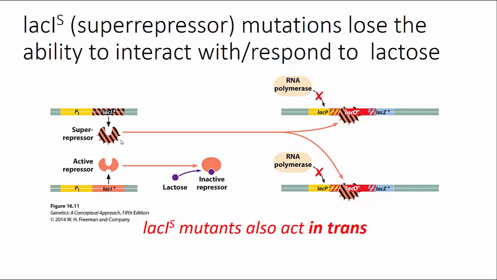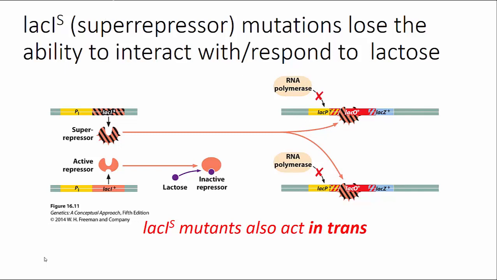So lactose comes along, and normally the repressor changes its conformation and falls off of the DNA. And this superrepressor now can't respond to lactose, and it just stays on that operator. And in fact, there's very little that can be done to actually get that repressor off of the operator once it binds to that operator.